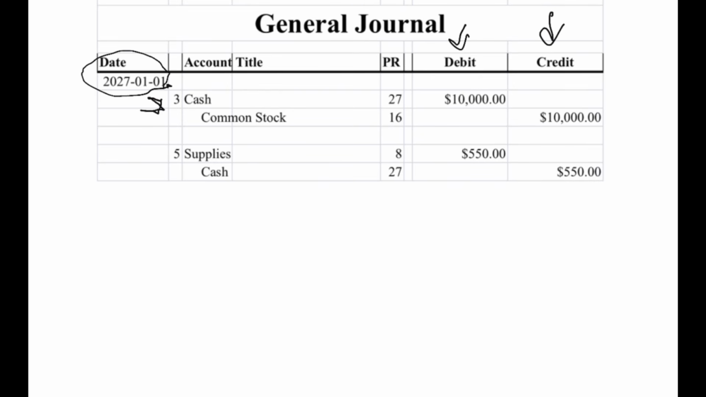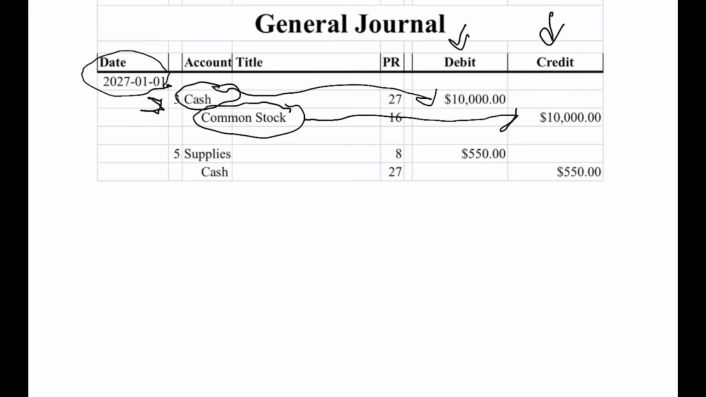situation. Now, I don't want to explain how to properly journalize just yet, gang, but what I want you to do is focus on the purpose of the journal. And so, as you can see, on the 3rd, two accounts were affected. Cash was debited for $10,000 and common stock was credited for $10,000.